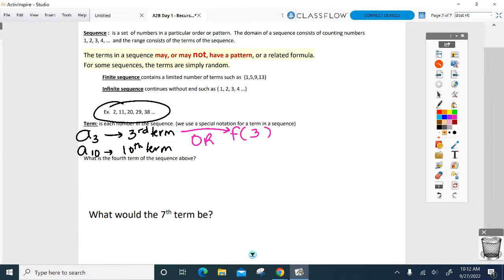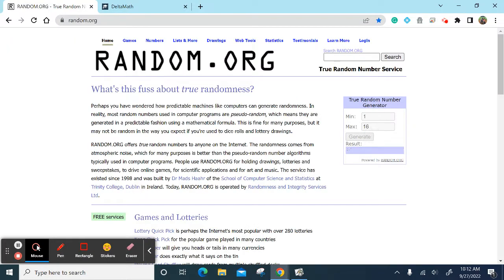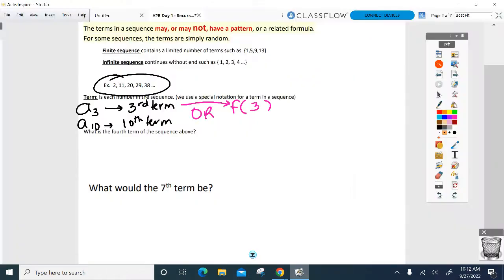All right, so stick with my 2, 11, 20, 29, and 38 sequence. What's the fourth term of this sequence? And we're going to write it correctly as well. What's the fourth term of that sequence? No surprises here. 10, who's got 10? Fourth term? 29. And then now I'm just not going to write 29. A4, or how else could I write it? F of 4 equals 29.